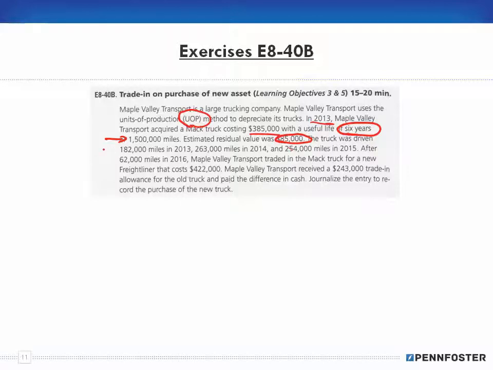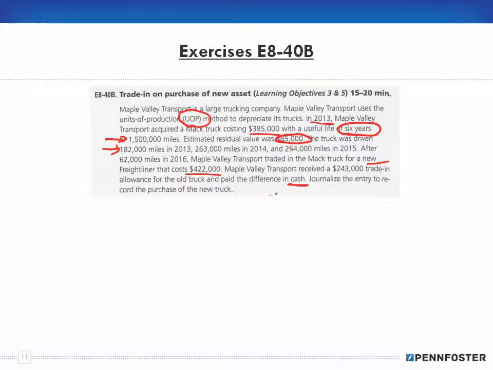The truck was driven 182,000 miles in 2013, 263,000 in 2014, 254,000 in 2015. After 62,000 miles in 2016, Maple Valley traded the Mack truck for a new Freightliner that cost $422,000. Maple Valley received a $243,000 trade-in allowance for the old truck and paid the difference in cash. Journalize the entry to record the purchase of the truck.